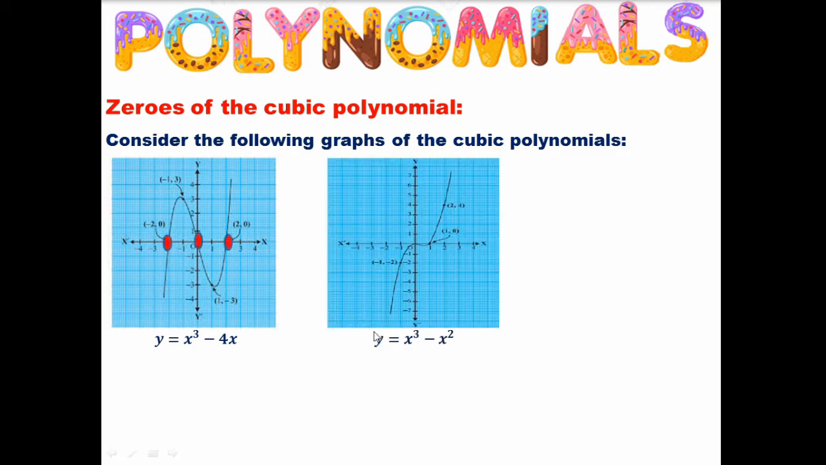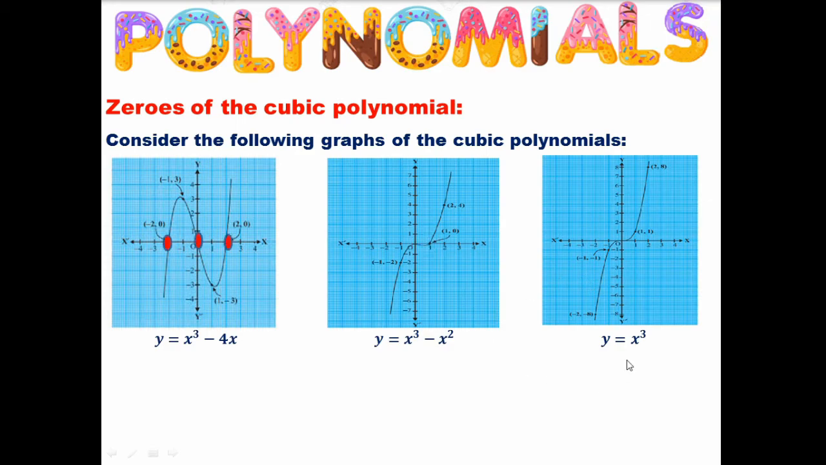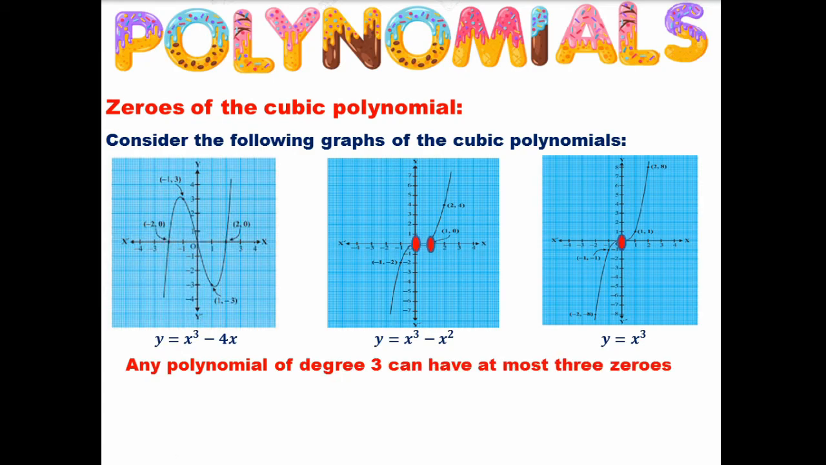Now suppose you consider a cubic polynomial y equal to x cube minus x square. In this case, the graph meets the x-axis at 2 points. So a cubic polynomial can also have 2 zeros only. Sometimes, consider the graph y equal to x cube. This meets the x-axis at only 1 point. So in this case, the cubic polynomial has only 1 zero. So a cubic polynomial can have 1 zero or 2 zeros or 3 zeros, but not more than that. Therefore, a cubic polynomial, otherwise any polynomial of degree 3, can have at most 3 zeros.